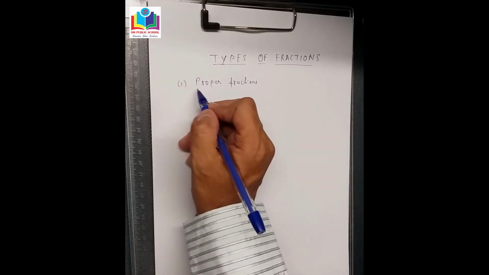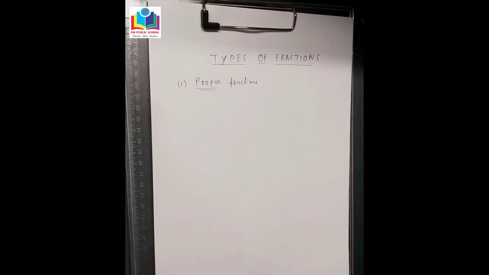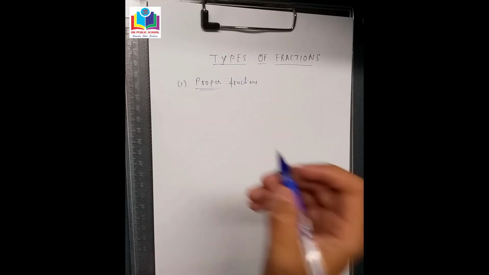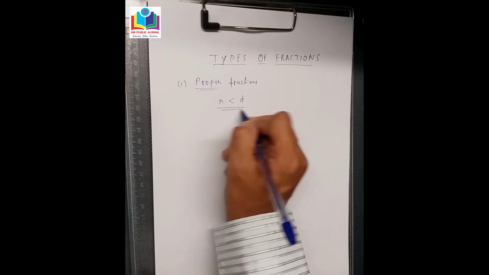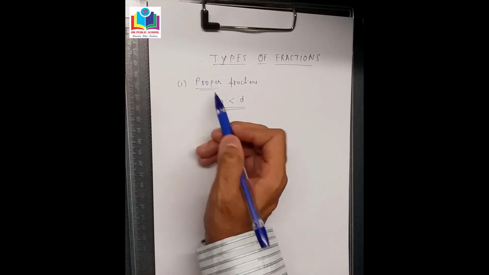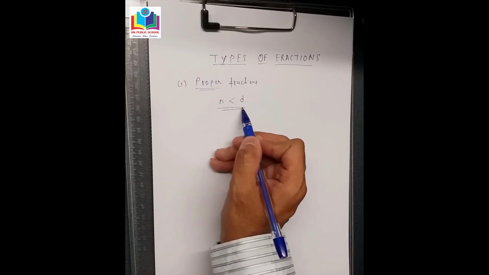In simple language, proper fractions are the real fractions that fit the definition of fractions. What does the definition say? Fractions are parts of the whole unit, the whole number. So it can never be greater than the whole unit. Of course, the numerator is less than the denominator. I repeat, in proper fractions, the numerator is less than the denominator.